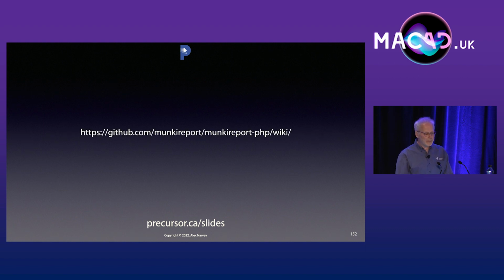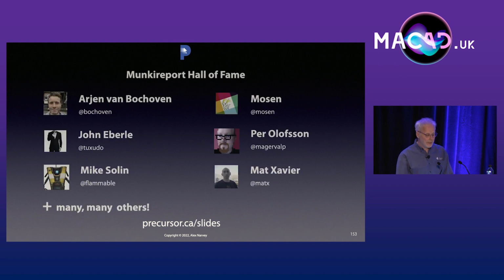For the latest information on Munkireport 5 or 6, you should always check the main Munkireport repo and its wiki at github.com/Munkireport. So that's my presentation on Munkireport, but it wouldn't be complete without mentioning some of the key figures.